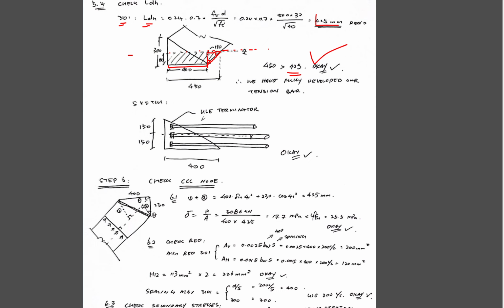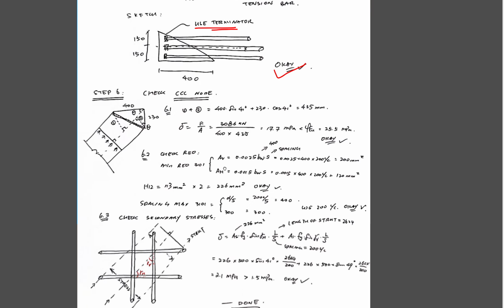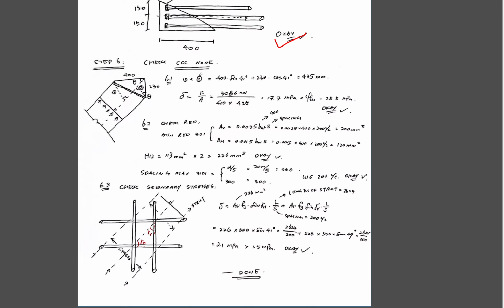The next option, as I've shown here, is just to use a bar terminator. It costs a bit more, but it's easy to do. Just cap it in, and you don't worry about the congestion issues here. So which is okay. And then the next step, we're going to check the CCC node.